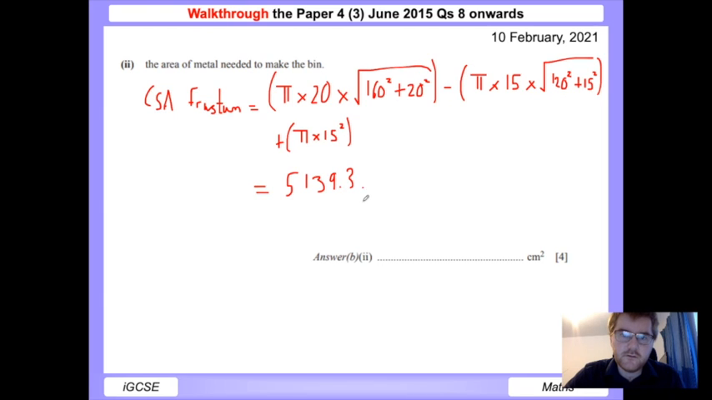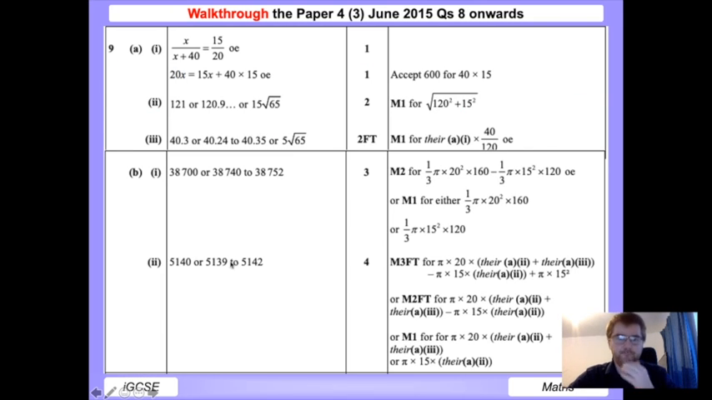5,139.3 dot, dot, dot. And then that gives us the answer of 5,139. Which, as you can see, falls within the range of acceptable answers, yeah? So sometimes, to a certain degree, it doesn't matter in terms of the rounding, as long as it lies within the range that they expect. Okay, so you get 4 marks for that.